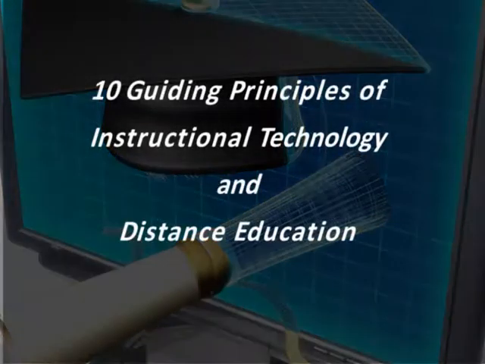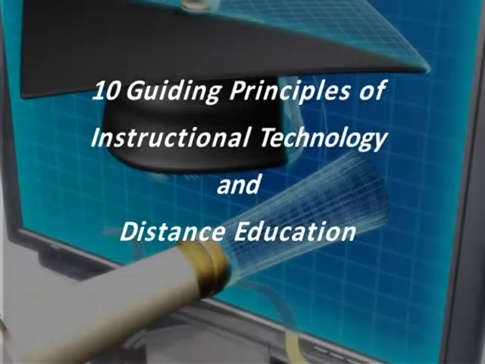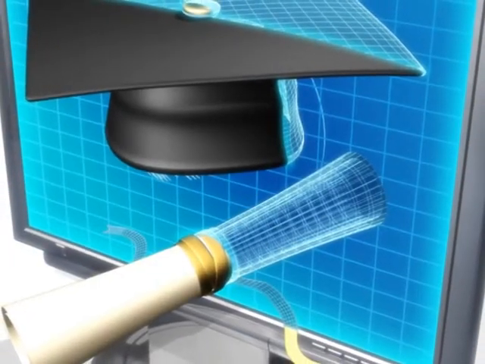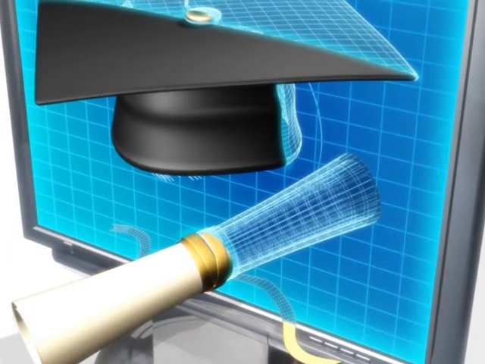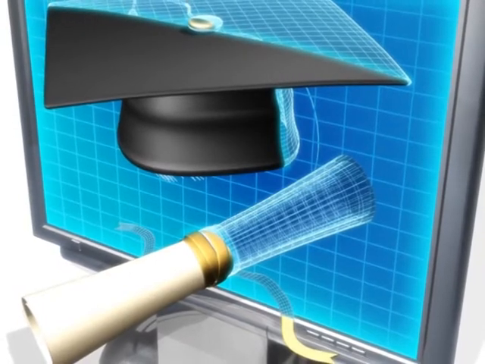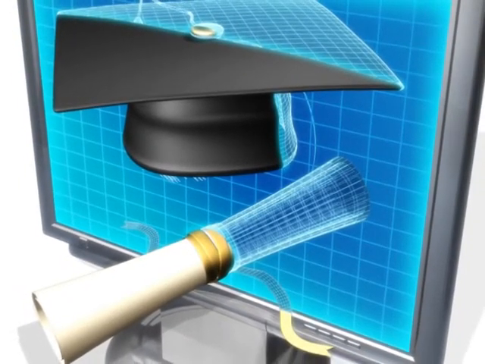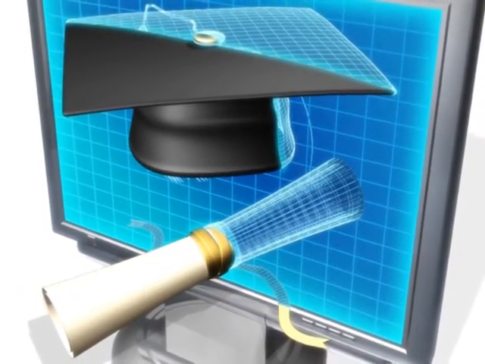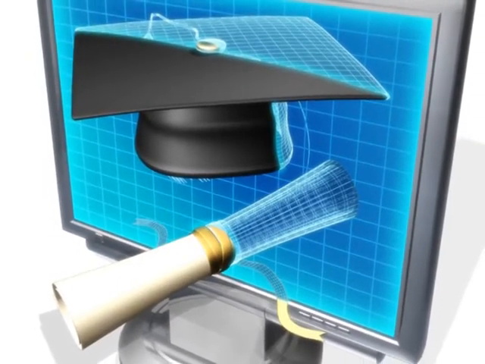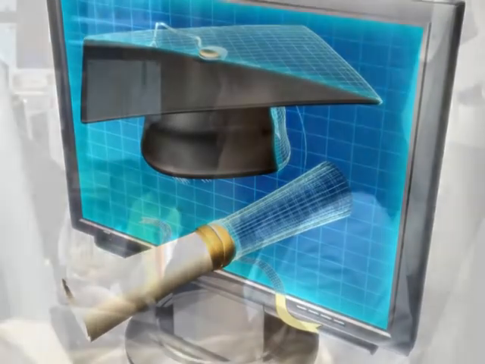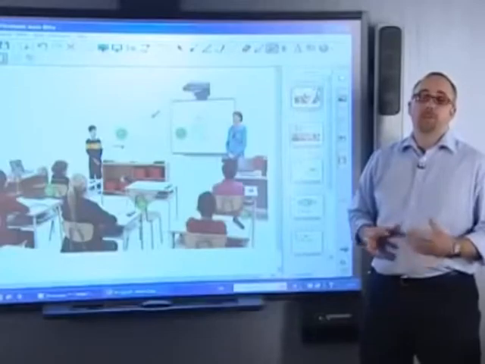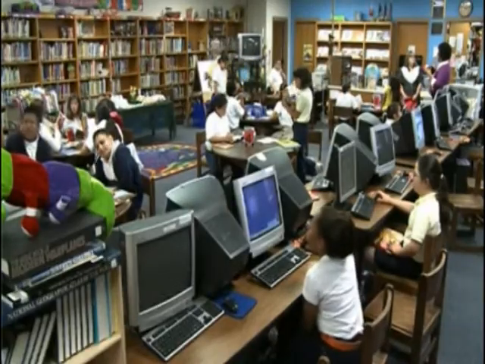Ten of the most important principles of instructional technology and distance education are presented in this document. The successful mastery of academic content, once viewed entirely as the learner's responsibility, is now considered a shared responsibility among the three major players: the student, the instructor, and the educational institution.